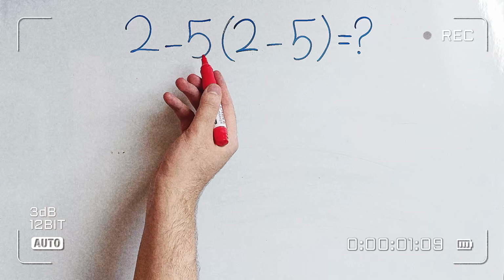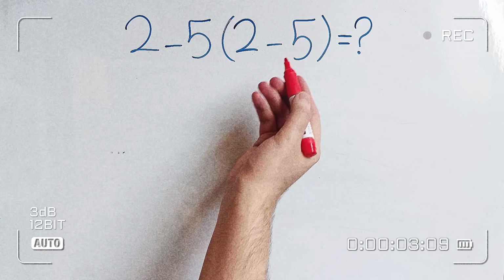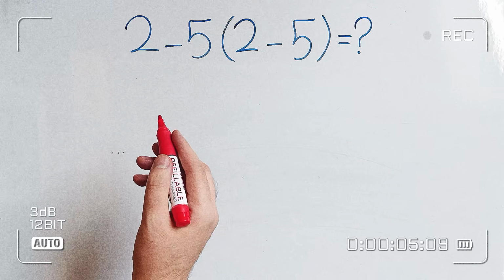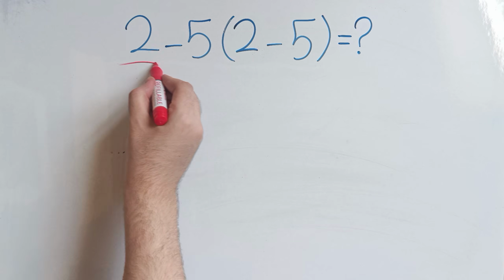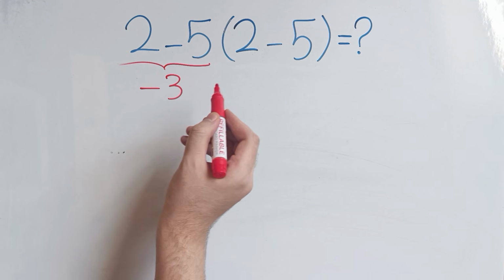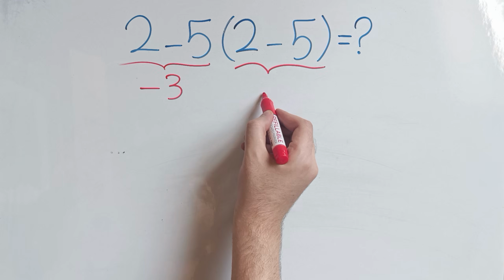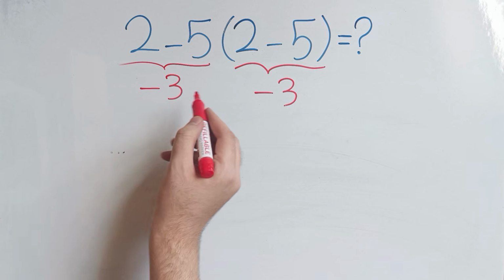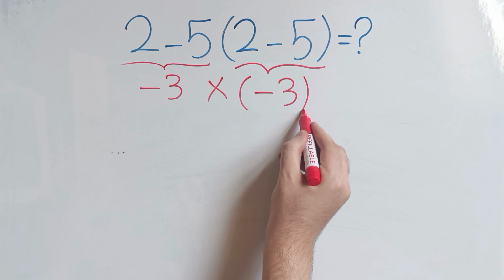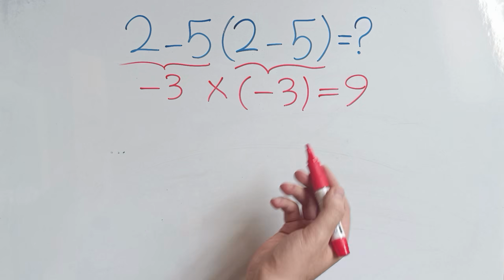2 minus 5 times 2 minus 5. We are going to solve this expression together. 2 minus 5 equals negative 3. And again, 2 minus 5 equals negative 3. And negative 3 multiplied by negative 3 equals 9.